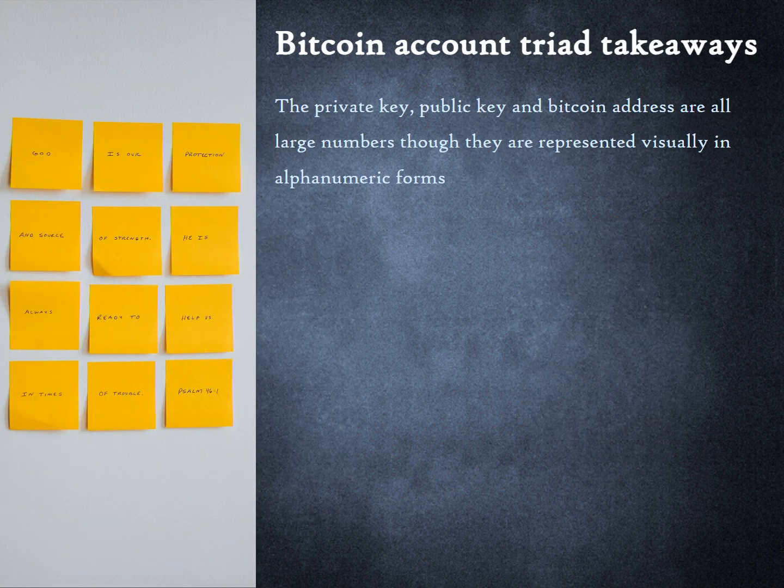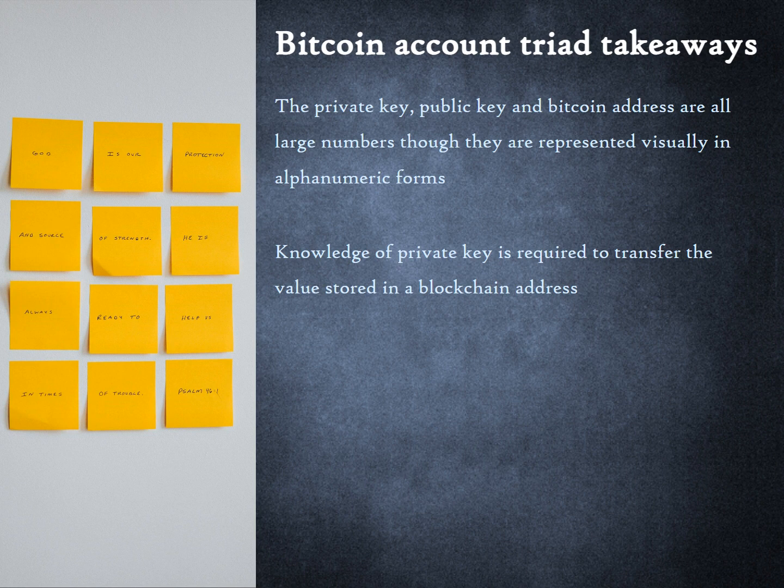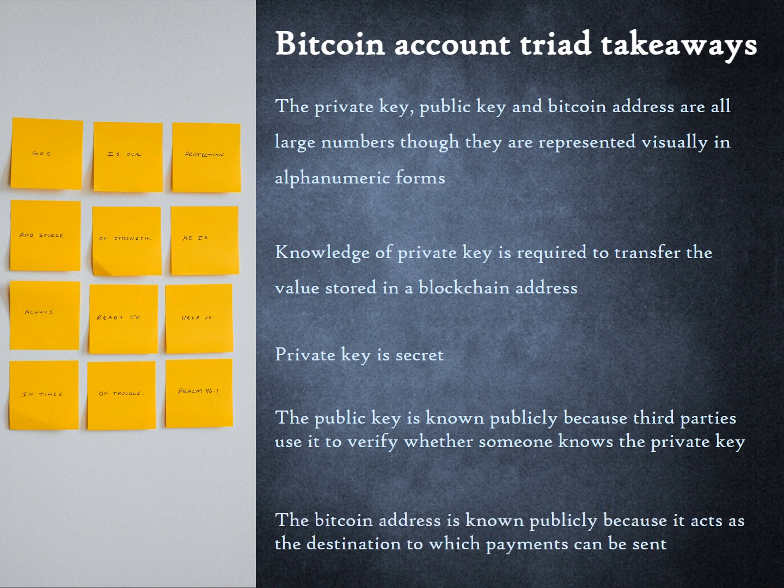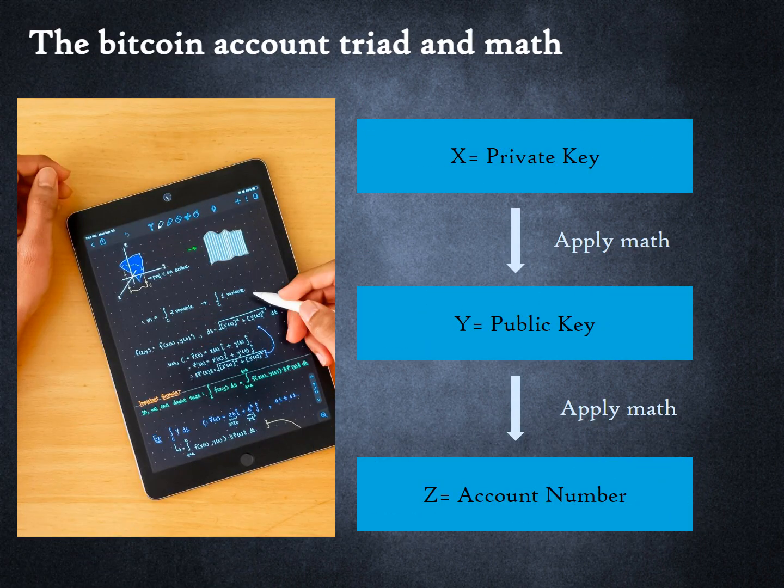The private key, public key and Bitcoin address are all large numbers, which are represented in alphanumeric forms. Knowledge of the private key is required to transfer the value stored in a blockchain address. The private key is secret. The public key is known publicly because third parties use it to verify whether someone knows the private key. The Bitcoin address is known publicly because it acts as the destination to which payments can be sent. One notable feature about the Bitcoin triad is that they are mathematically related.